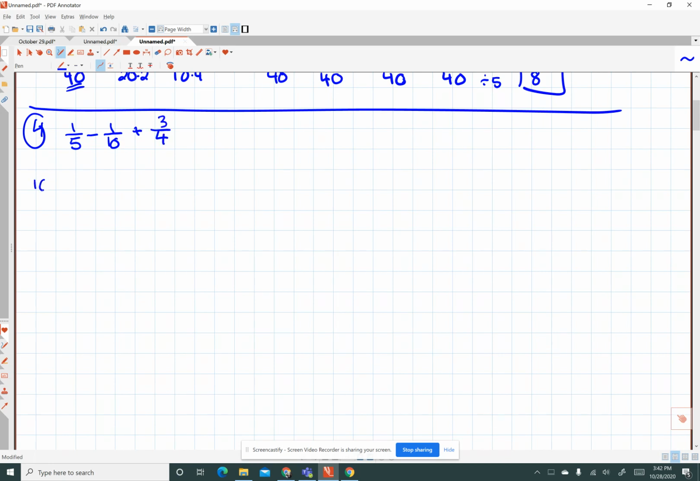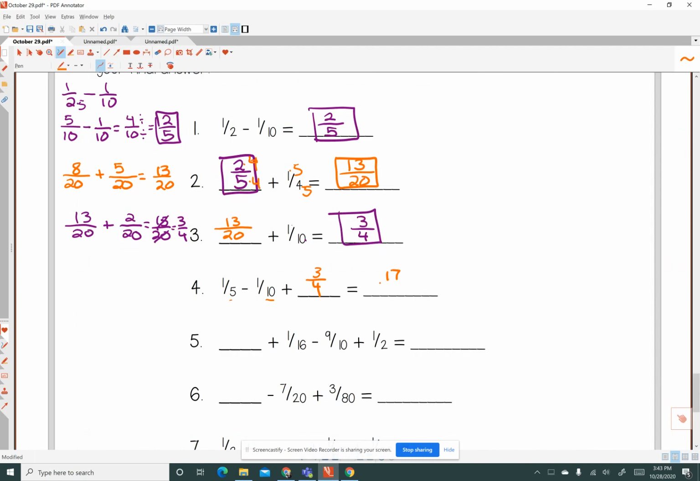So multiples of 10 are 10, 20, and that's a multiple of 5 and 4 as well. So 1/5, 5 times 4 is 20, becomes 4/20. 1/10 becomes 2/20, and 3/4 becomes 4 times 5 is 20, 3 times 5 is 15. Okay, our denominator will be 20ths. 4 minus 2 is 2, and 2 plus 15 is 17/20, and that cannot be reduced any further. And we'll put that here.